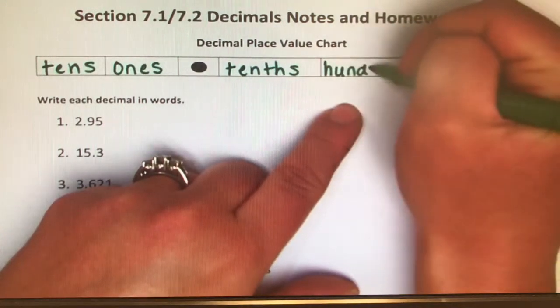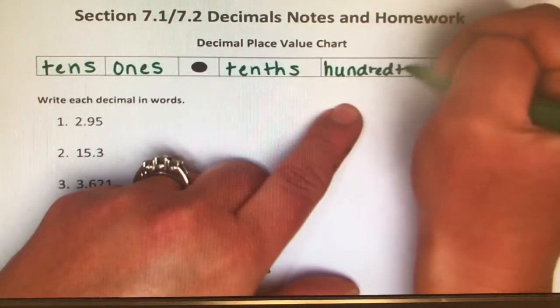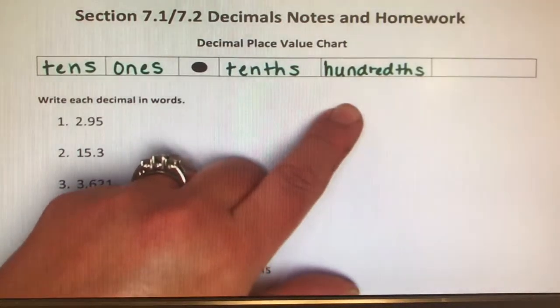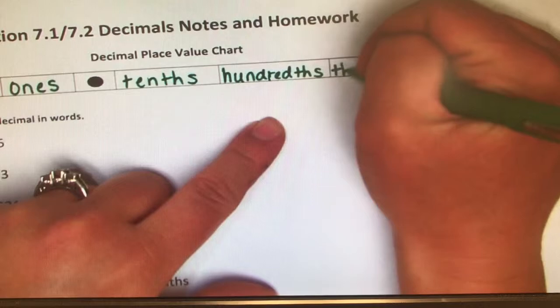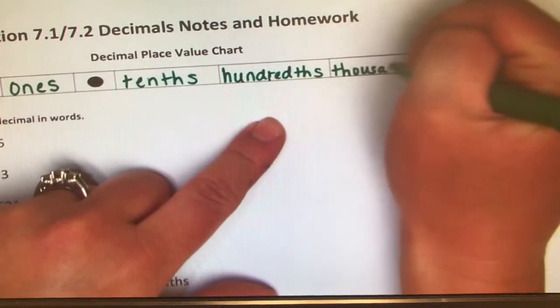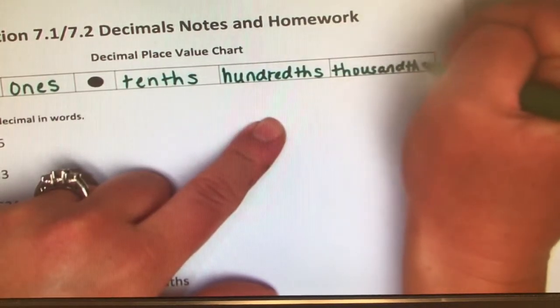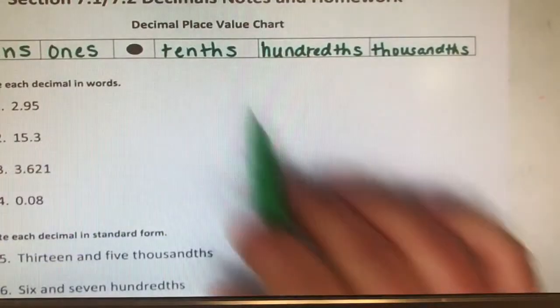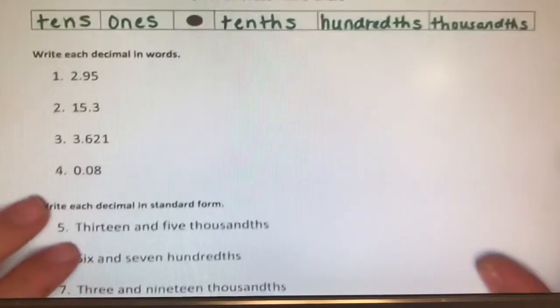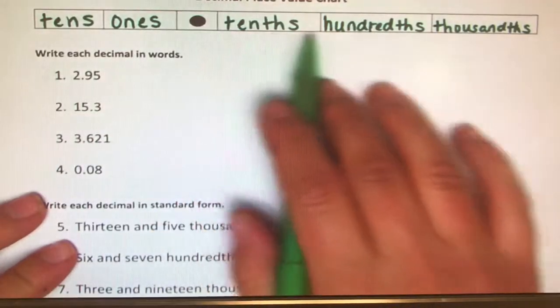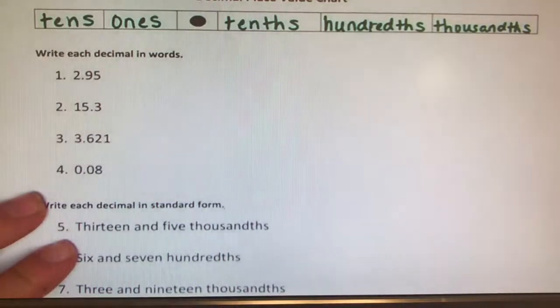Spell the word hundred and then T-H-S. Tenths, hundredths, and then the third place after the decimal we call the thousandths place. And of course, just like to the left, the place values to the right continue on, but those are the most common three you're going to see and the ones we're going to work with today. So after the decimal, we have tenths, hundredths, and thousandths.